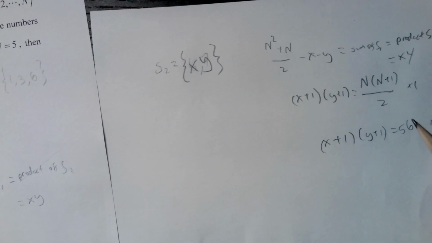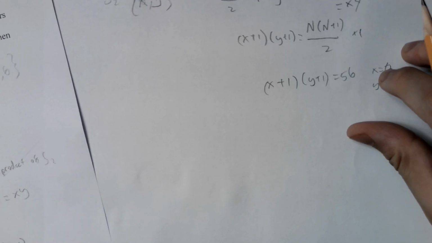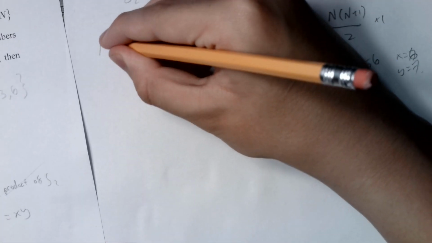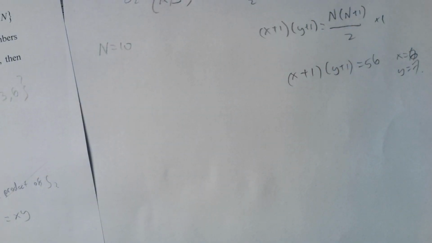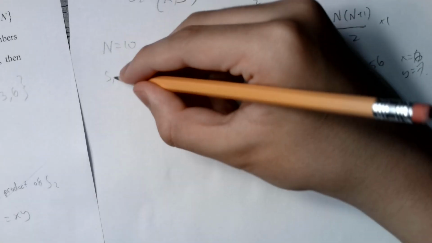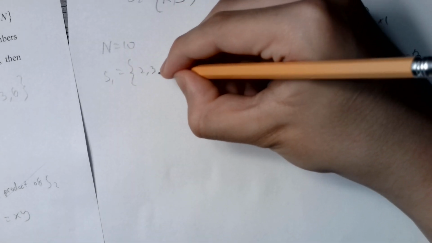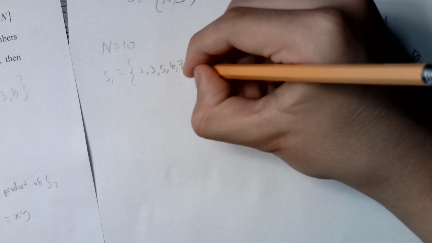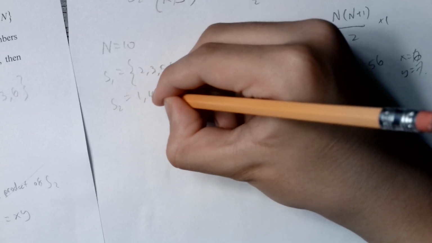And then using these, we can plug in N. As you can see here, for N equal to 10, we have 2 possible pairs of S1 and S2. Our first pair, as I just solved on the other page, would be S1 equal to 2, 3, 5, 6, 7, 8, and 9, and S2 equal to 1, 4, and 10.